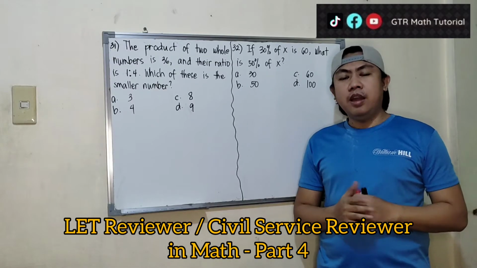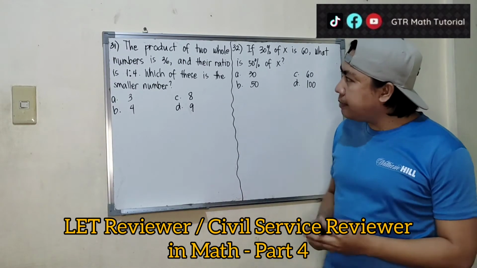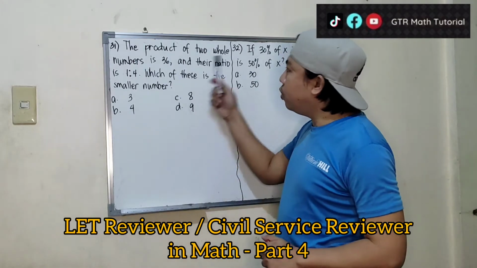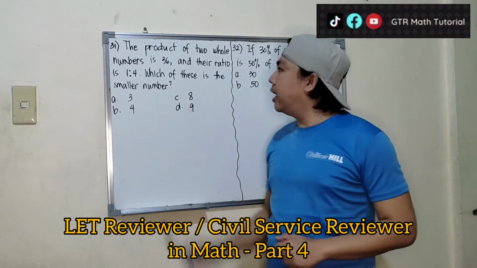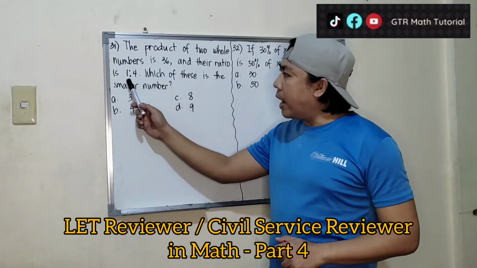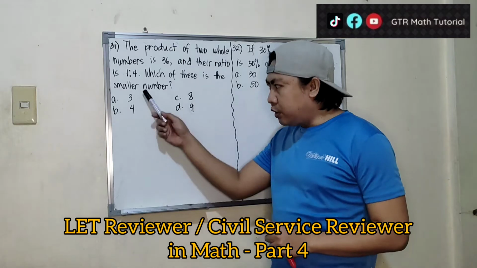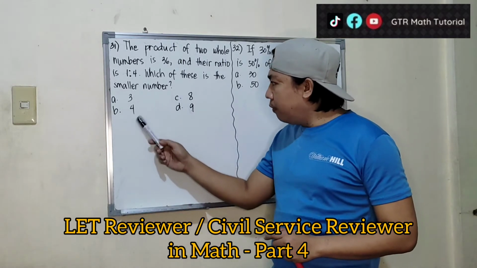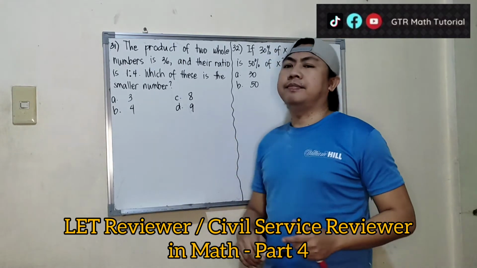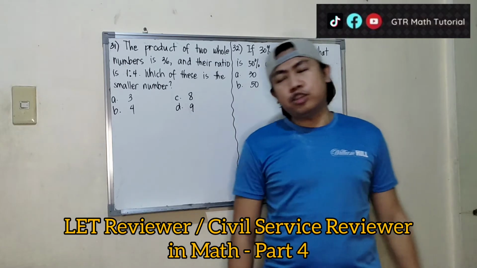Okay, so number 31. The product of two whole numbers is 36, and their ratio is 1:4. Which of these is the smaller number? The choices are 3, 4, 8, and 9. So, ratio and proportion problem.